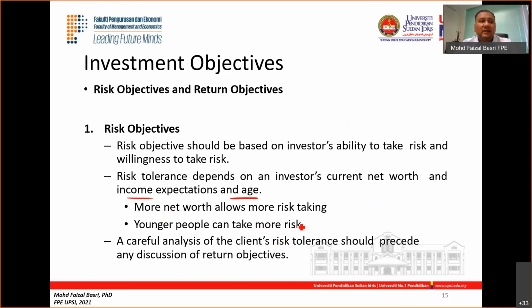The younger ones willing to take the risk because they want to achieve more, because there's a long way to go kan. Tapi kalau yang dah older generations, they have everything, why bother to take more risk? So might as well invest in something yang short term and get returns immediately, for example. So the risk objective depends on the clients juga lah. So again, analysis needs to be done. Okay, kat mana nak buat, macam mana nak buat, again the questionnaire.